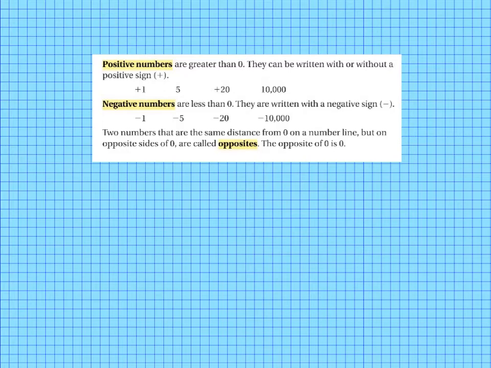Negative numbers are less than 0. They are always written with a negative sign. Negative 1, negative 5, negative 20, and negative 10,000. Two numbers that are the same distance from 0 on a number line but on opposite sides of 0 are called opposites. The opposite of 0 is 0.